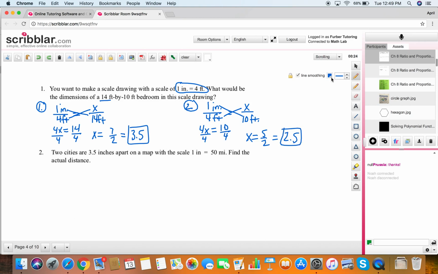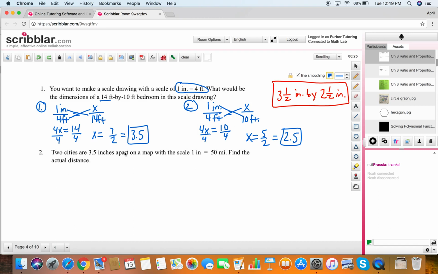So in general, the dimensions of this bedroom in inches are going to be 3.5 inches by 2.5 inches. And that's going to be the dimensions of that bedroom on a blueprint.